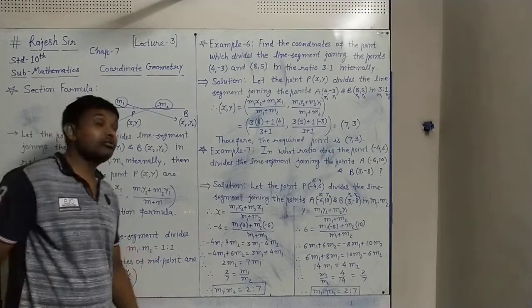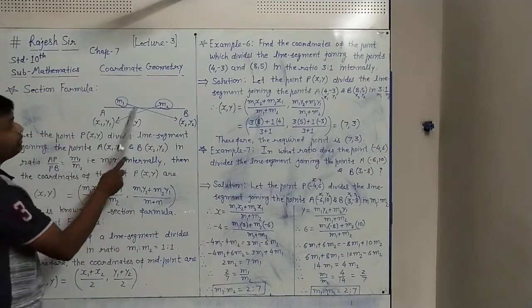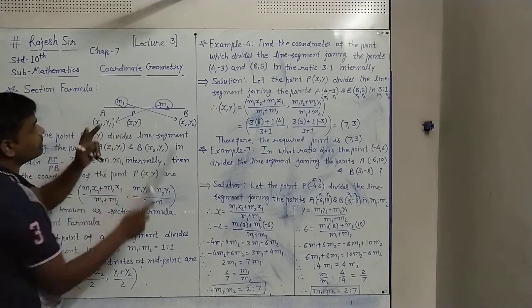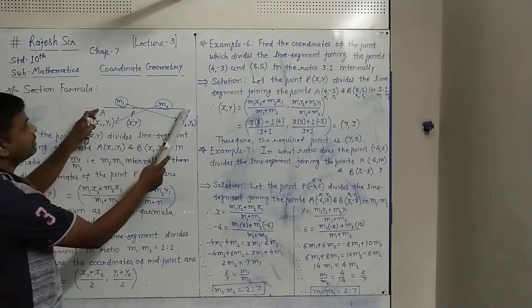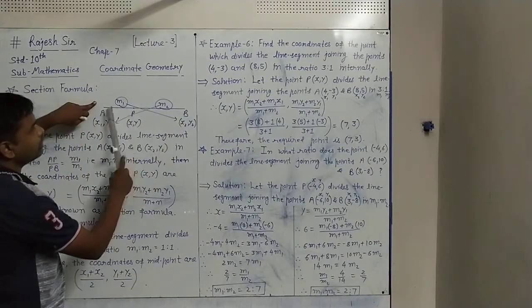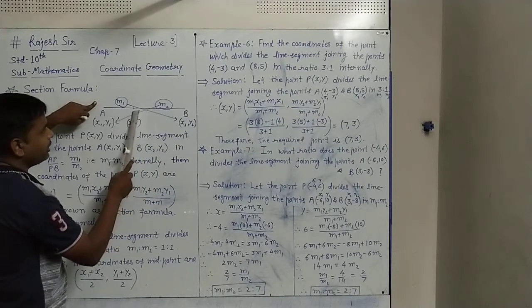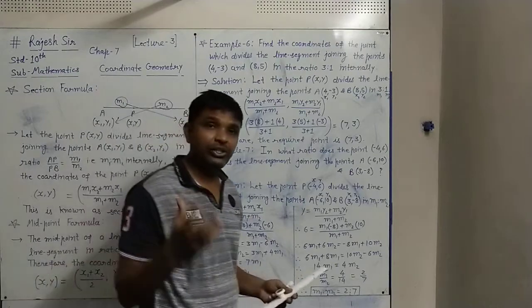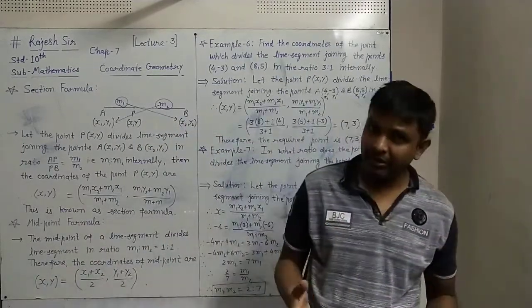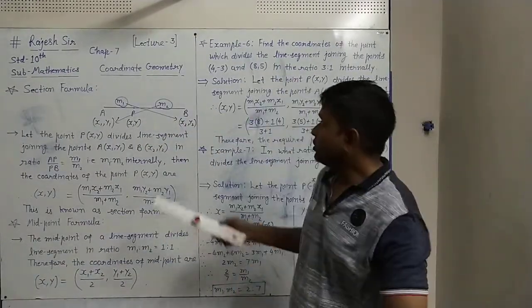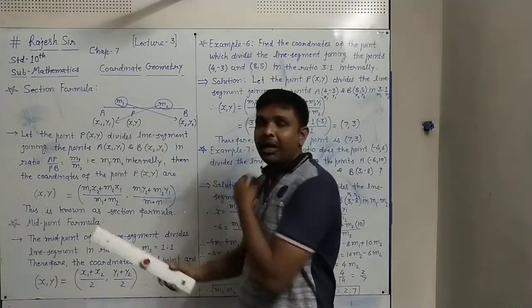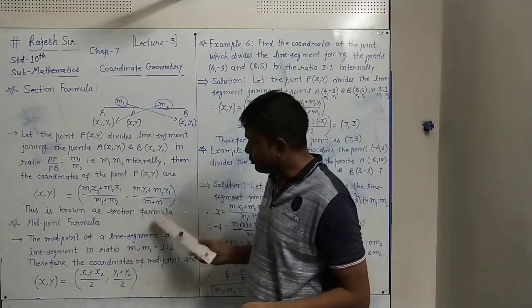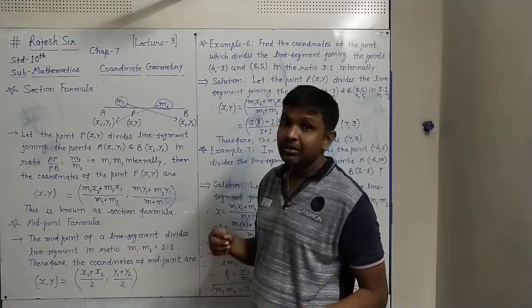Why is this called the section formula? Because this point P has made two sections of the given line segment. Before, it was only one line segment, but because of this point the line segment is partitioned, divided into two parts. So the point which divides it into two parts we can get by this formula. That's why this is called the section formula.